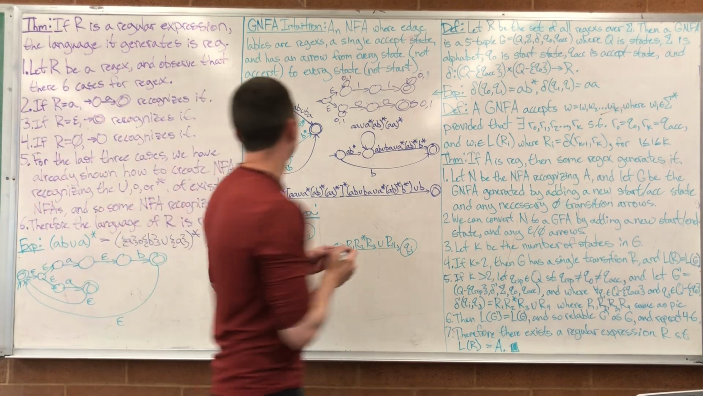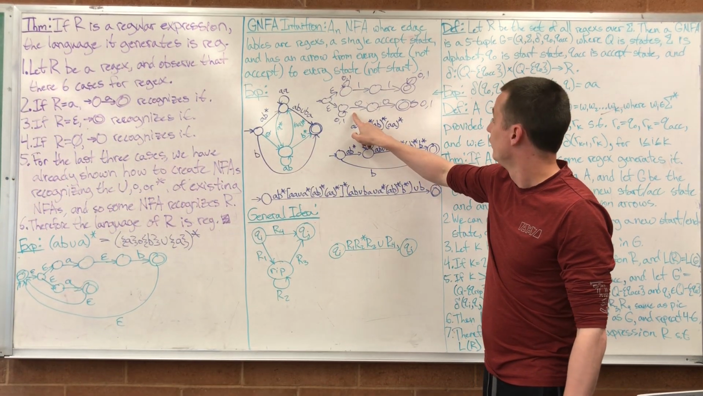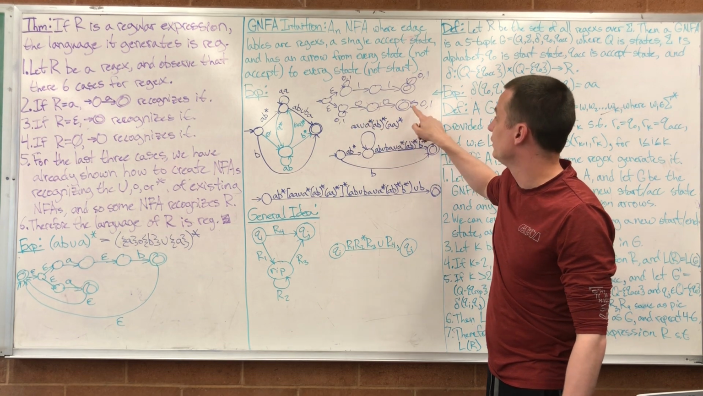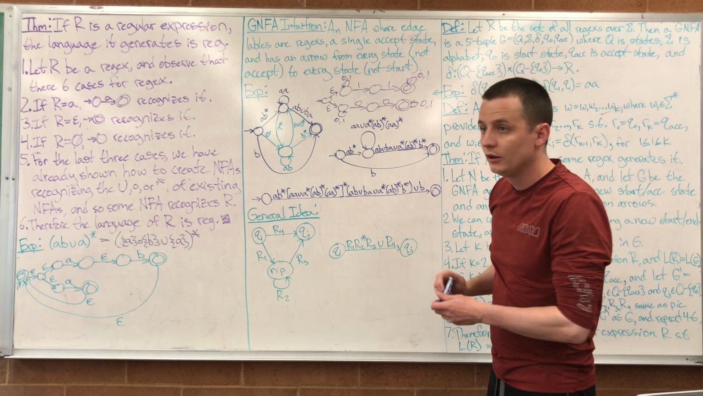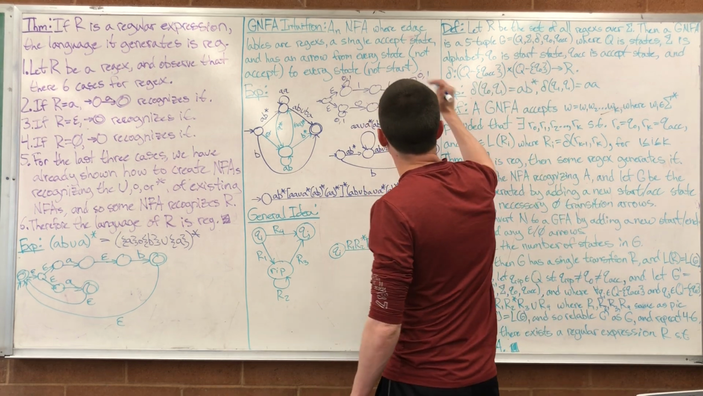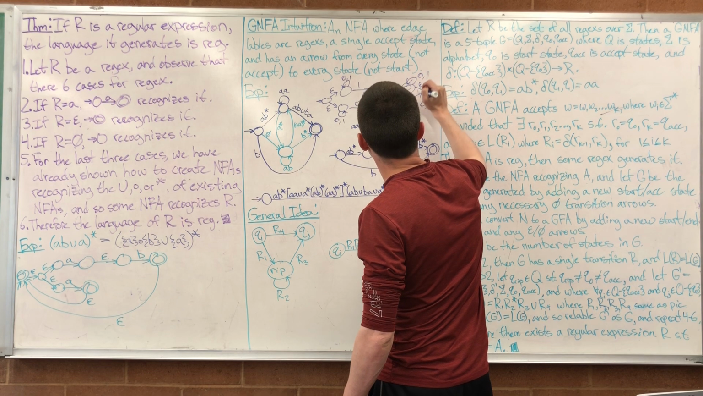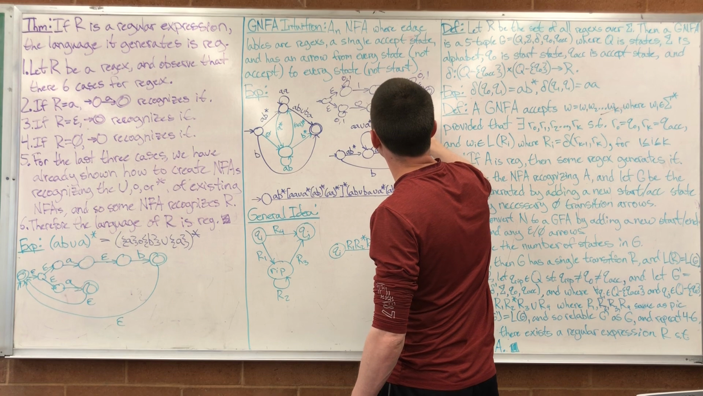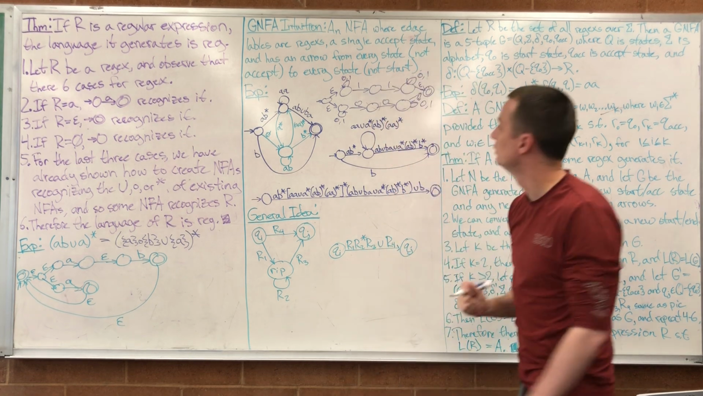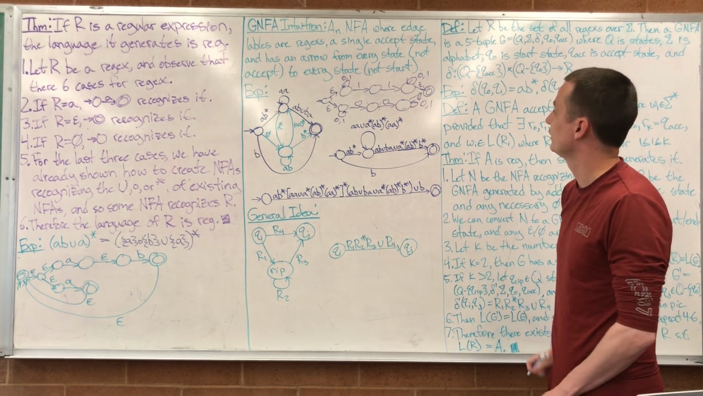Okay, so how could we convert this into a GNFA? First off, we need to make sure there's only one accept state, not two accept states. We can fix that really easily by just adding an epsilon transition to a new accept state. So now those aren't accept states. That's trivial. Now we have one accept state.